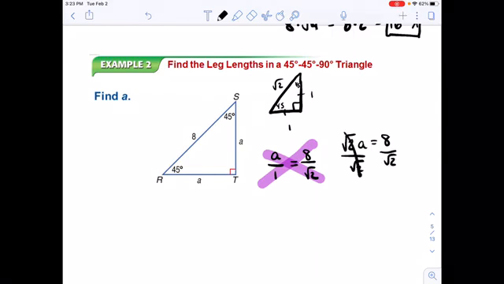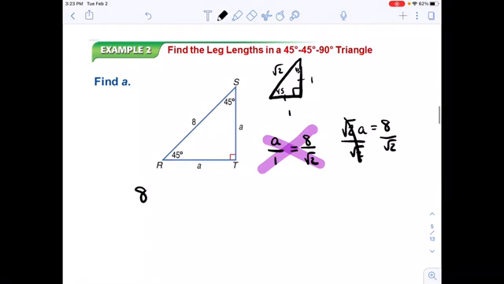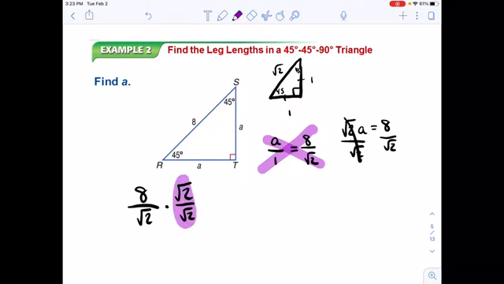It'd be really nice if we could be done there. A equals 8 over root 2. The problem is we cannot leave a radical in the denominator. We need to rationalize that. It's bad form to leave it in the denominator. So we multiply by what I like to call incognito 1. This guy is actually just equal to 1, so it's not changing what anything equals. It's just helping us simplify.